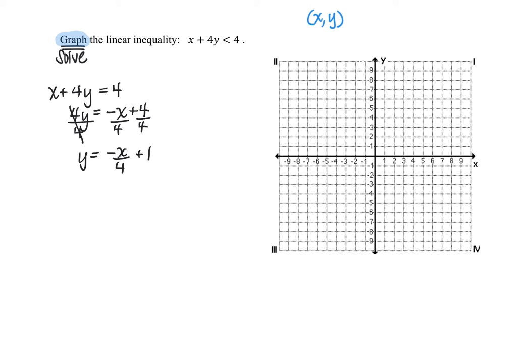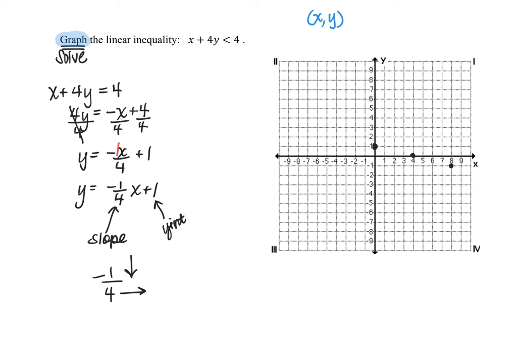Now remember, negative x over 4 is really negative 1x over 4. So it would probably be easier if we wrote that as negative 1/4 x plus 1. So this is a line in slope-intercept form. We can see that our slope here is negative 1/4 and our y-intercept is positive 1. So we're going to go to positive 1 on the y-axis. And then since our slope is negative 1 over 4, that negative 1 is telling us to go down 1, and positive 4 means right 4. So if I go down 1 and right 4, I have another coordinate, and I repeat that, down 1, right 4.